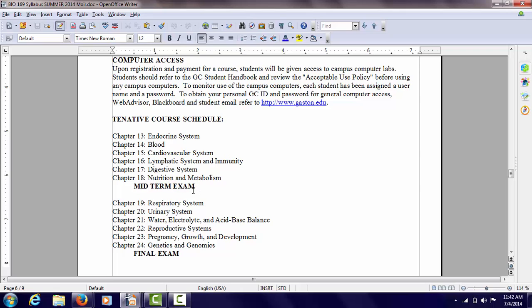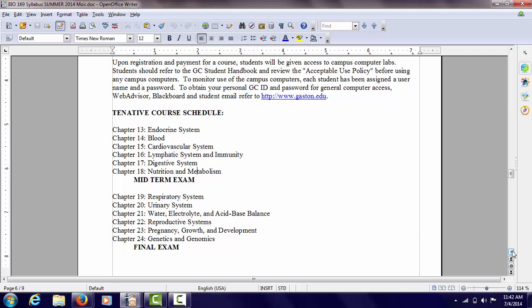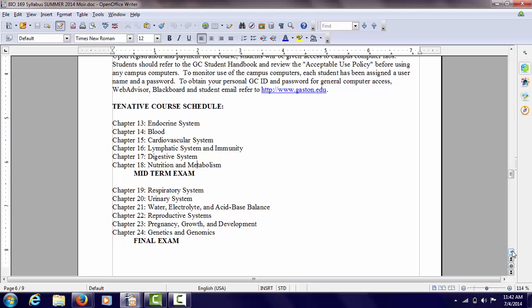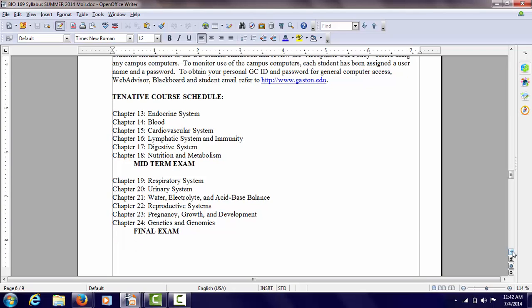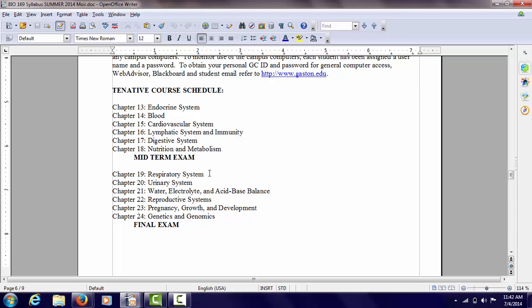The midterm exam will cover information from all of these 6 chapters. Okay, and it's also when we'll have our first lab practical, and I'll cover that schedule here in a few minutes. After that, we'll have the respiratory system, urinary, water, electrolyte, acid-base balance. It's another one of the shorter ones. The reproductive systems, both male and female, pregnancy, growth, and development, and then finally genetics and genomics.